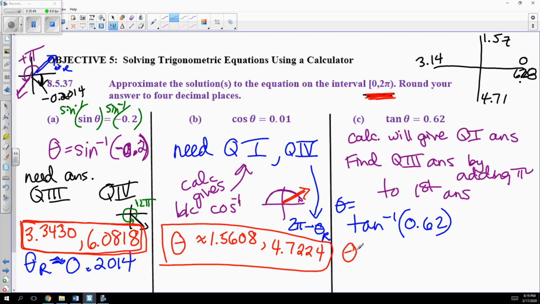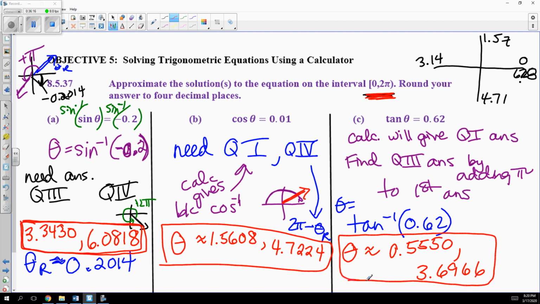So then you're going to get theta is approximately second tangent 0.62, and you're going to get 0.5550. And then you're going to add pi to that to get your quadrant 3 answer, which is 3.6966. Okay, so 0.5550 and 3.6966. Those should be the two answers.